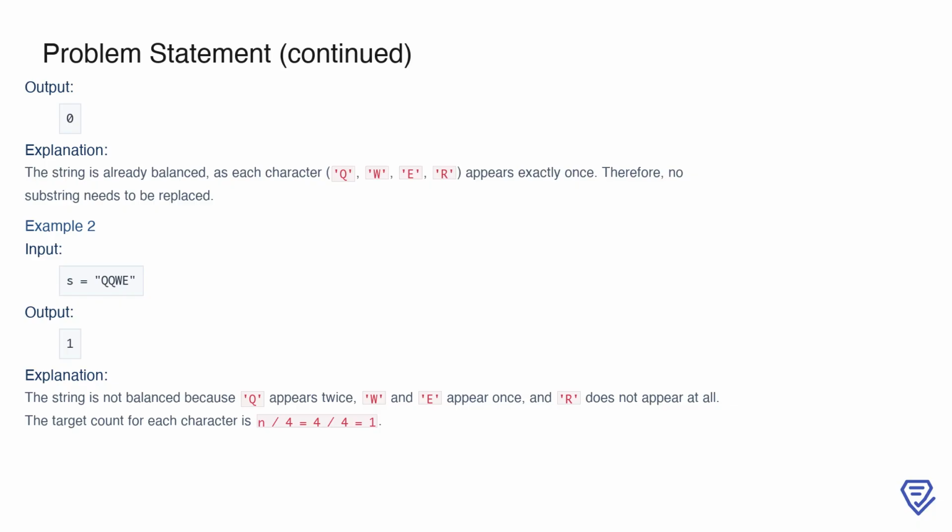Now, take the input string QQWE. Here, Q appears twice, while W and E appear once each, and R does not appear at all. The target count for each character is 1 because the length of the string is 4, and 4 divided by 4 equals 1. To make this string balanced, we need to replace one occurrence of Q with R. This means the length of the smallest substring to replace is 1.